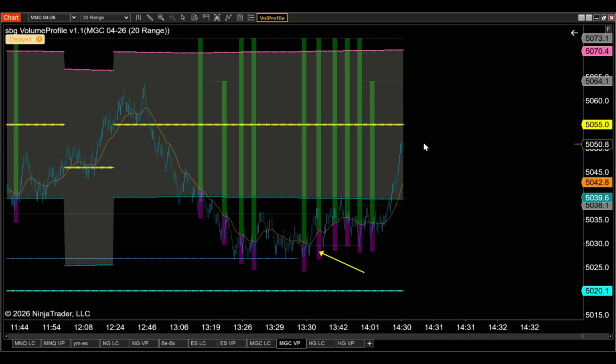So sometimes it is difficult to break through the point of control. Now you could see a rejection off the point of control and move back downwards. So you want to be nimble. But of all these trades that are potentially here, we're not filtering them out for you. We're giving you all possibilities.